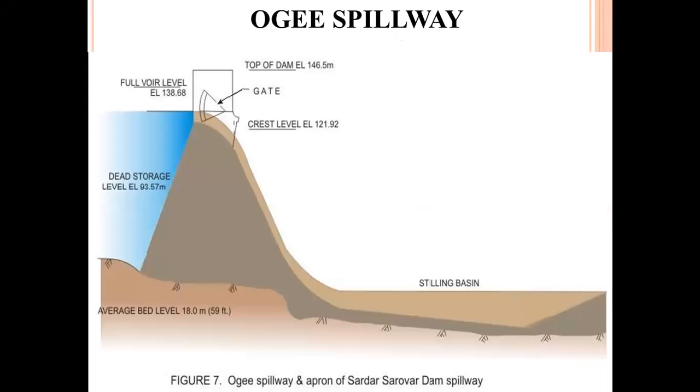You can see the Ogee spillway. So this is the reservoir. This is the crest of the Ogee and the shape is like this. And here we are providing a stilling basin, and below the stilling basin we are providing an apron. So this is the shape of the Ogee.